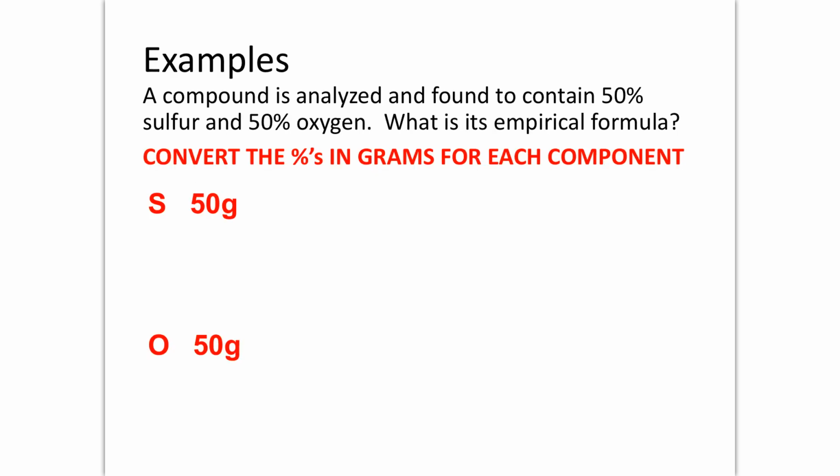Okay, so a compound containing sulfur and oxygen is analyzed, and it has 50% sulfur by weight and 50% oxygen by weight. So what is the empirical formula? All we're going to do now is say, okay, I have 50% sulfur. So here's my 50% sulfur, and then we're going to convert the 50% into 50 grams, and that's that right there. Then we're going to say, well, how much oxygen do we have? So we have 50% oxygen. That converts to grams, and that's that there. So we've done step 1.